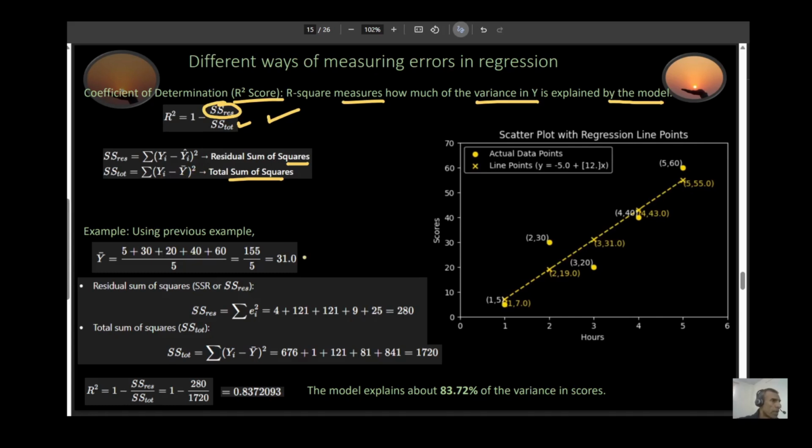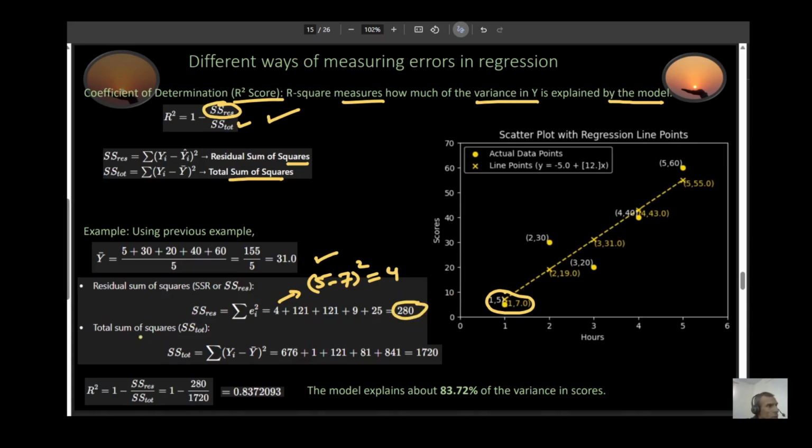So let's understand this through this example. In this case, my y mean is going to be, you take all the y values and you divide by 5, and the answer comes out to be 31. So let's calculate your residual sum of squares first. In this case, I'm just taking each point and squaring each one of them. So let's do the first one. My first predicted value was 5 minus 7. And you square it, and the answer comes out to be 4. Same thing you can do with the second point, third point, fourth point, and your answer will come out to be 280. So my residual sum of squares is 280.